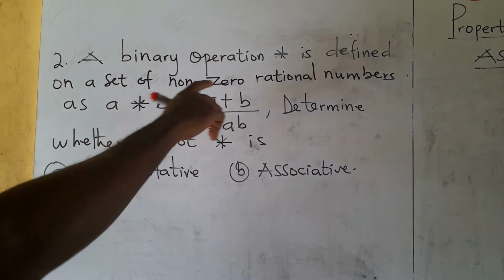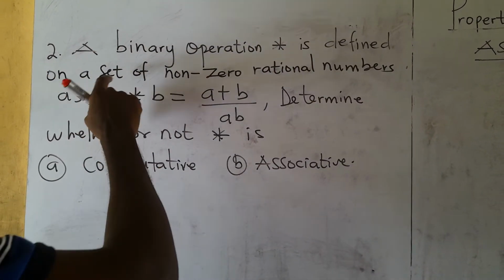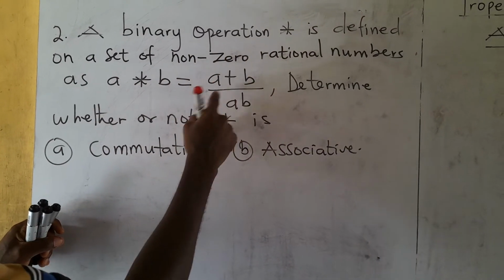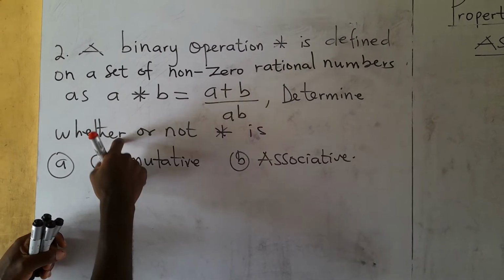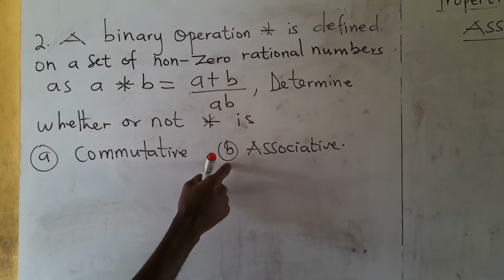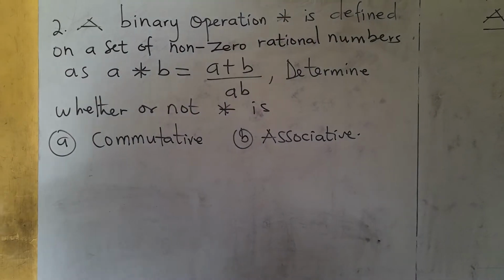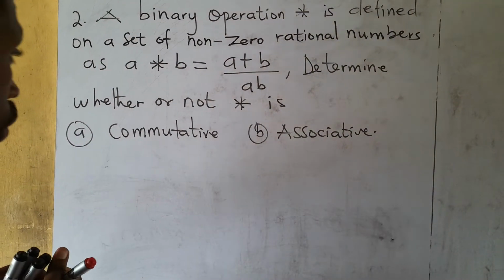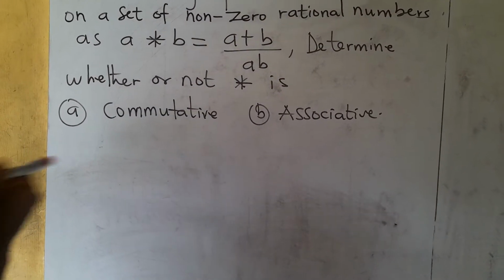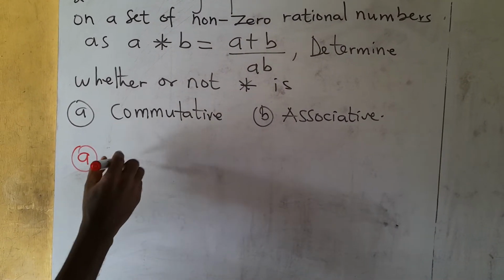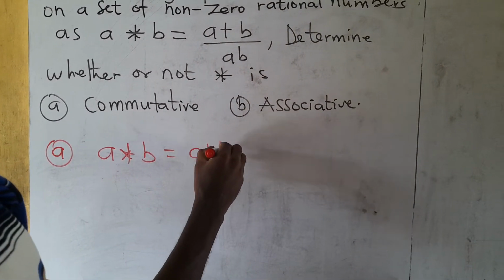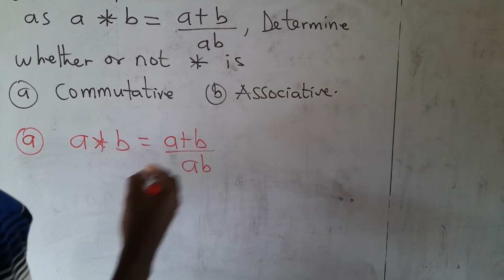It says binary operation star is defined on a set of non-zero rational numbers as A star B equal to A plus B all over AB. Determine whether or not star is (a) commutative, (b) associative. Please, you can pause the video and try proving it on your own. After that, you compare your answers with mine. So let's look at the first part. Remember, they say A star B is equal to A plus B over AB.